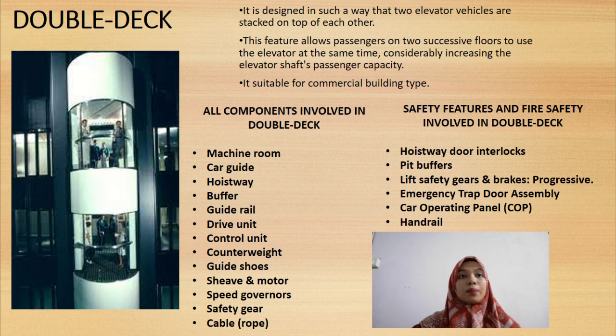Besides, an emergency trap door assembly. Next is the car operating panel. It has call register buttons, door open and close, alarm, and emergency stop. Lastly, there is a handrail, which can help passengers to support themselves.